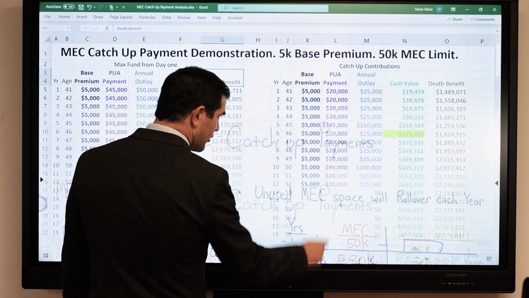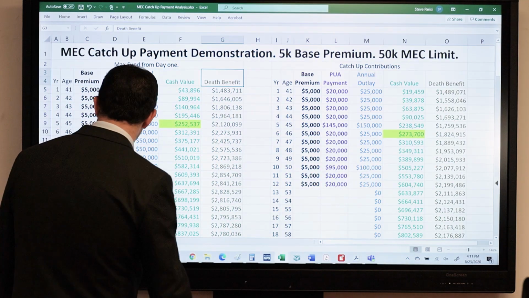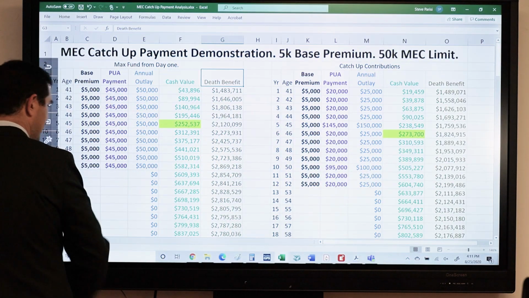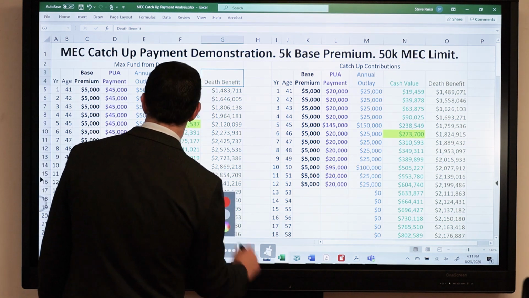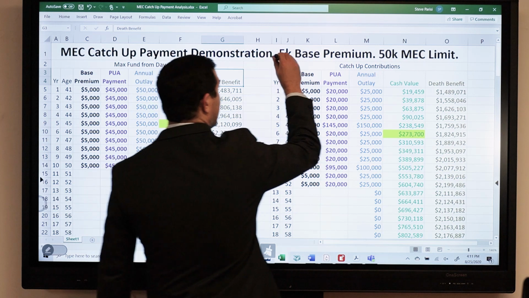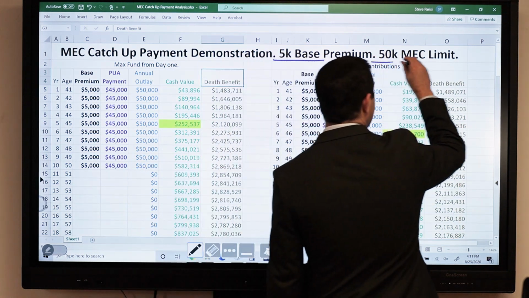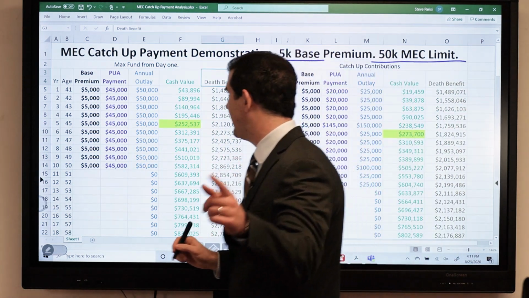So let's demonstrate this actually. What we're going to look at is a policy on a 40-year-old male carrying a $5,000 base premium and a $50,000 initial MEC limit.